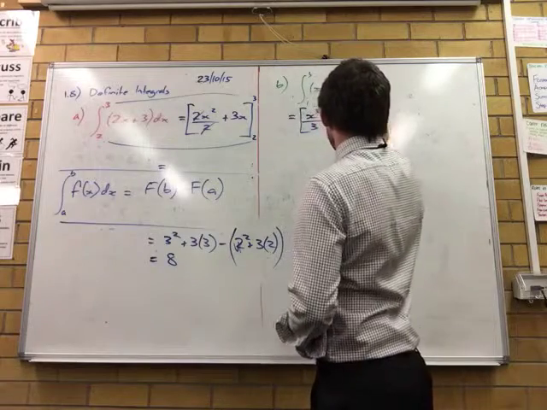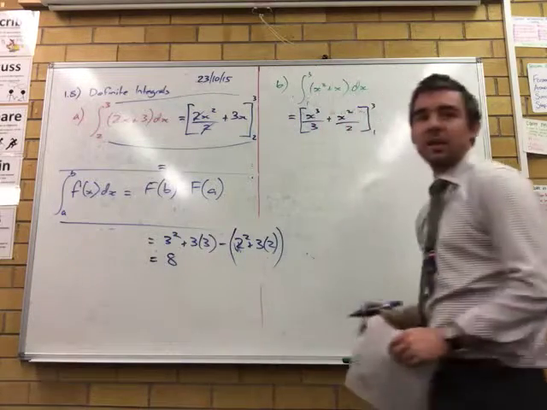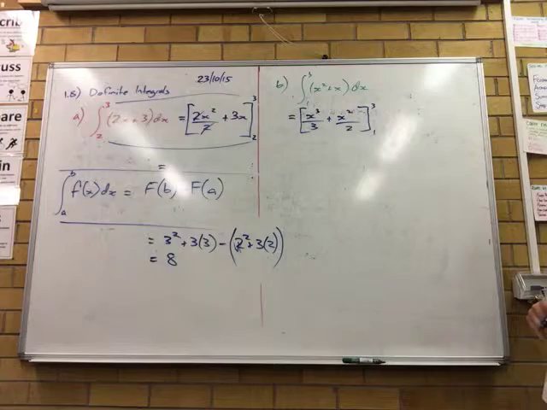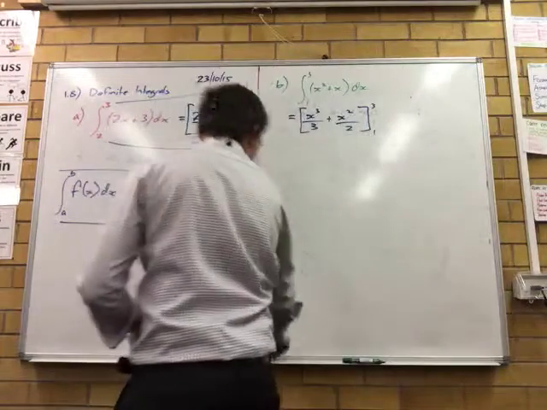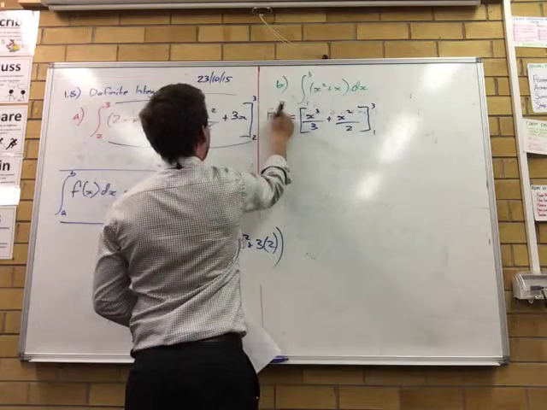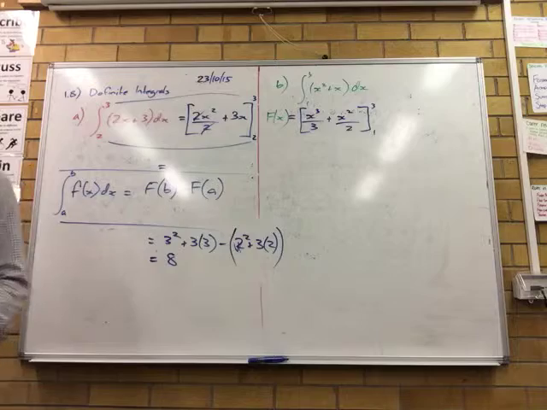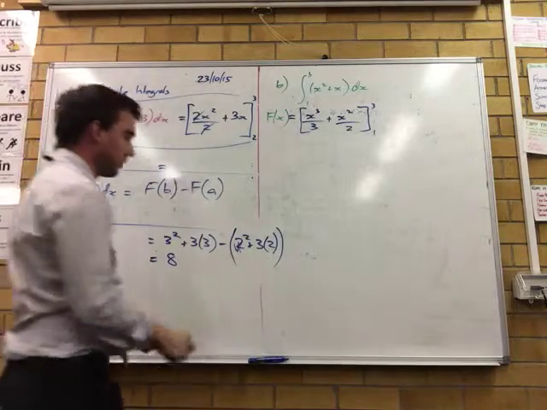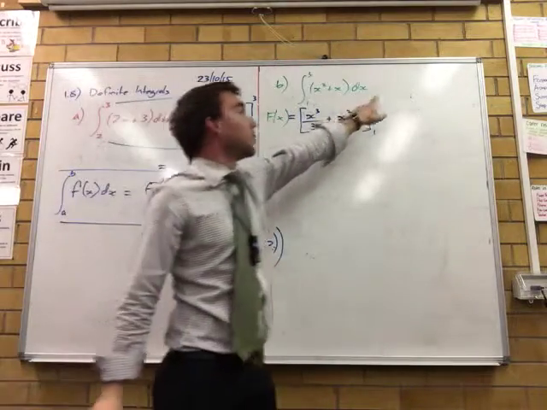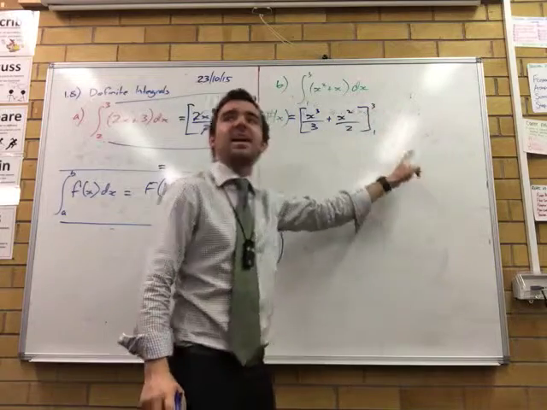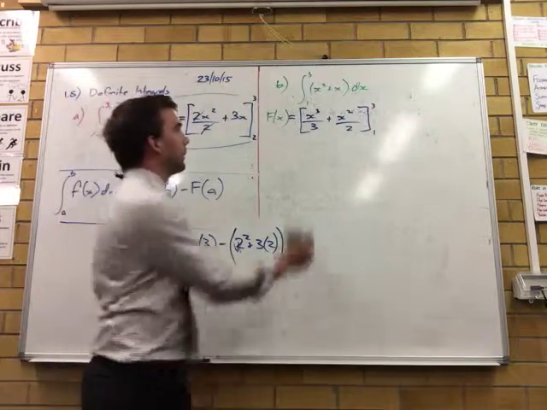Okay, box it in, and then you put the 3 in the 1. So really what this is, is your capital F of x. That's what we're doing, finding the primitive function. So now I need to substitute the top point first, then take away the substitution of the bottom point.